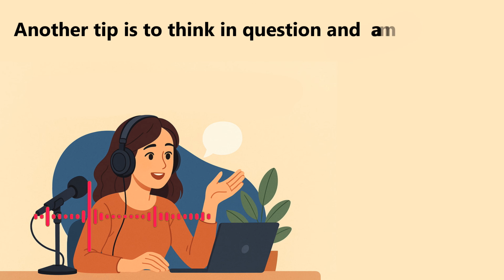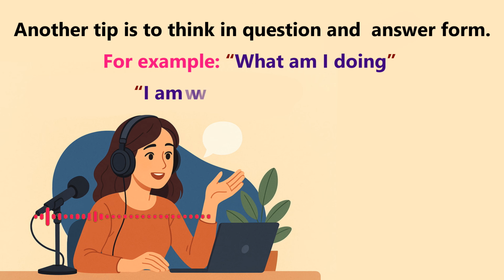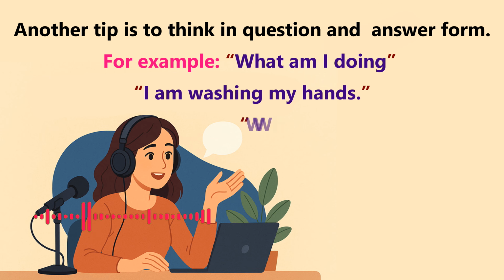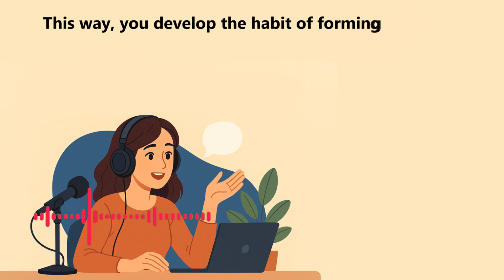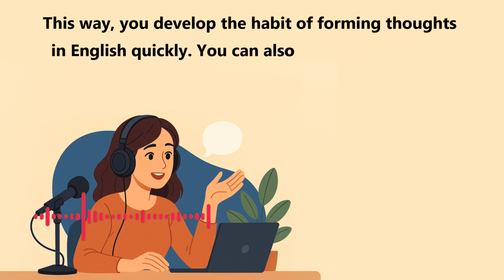Another tip is to think in question and answer form. For example, what am I doing? I'm washing my hands. Where am I going? I am going to the market. This way, you develop the habit of forming thoughts in English quickly.